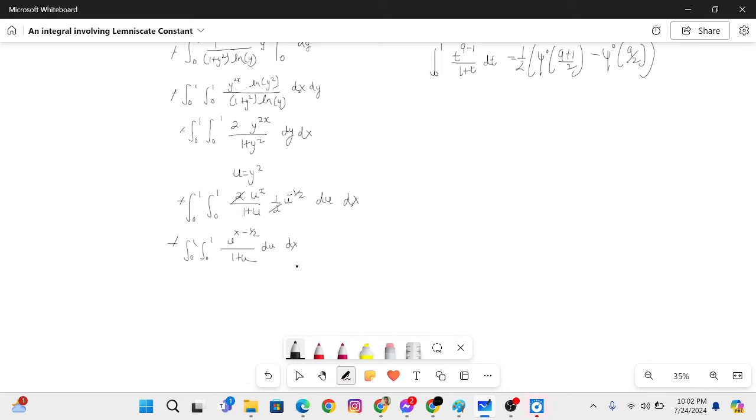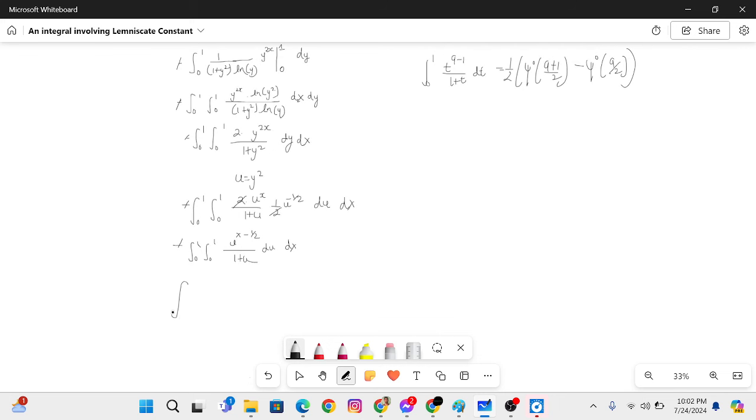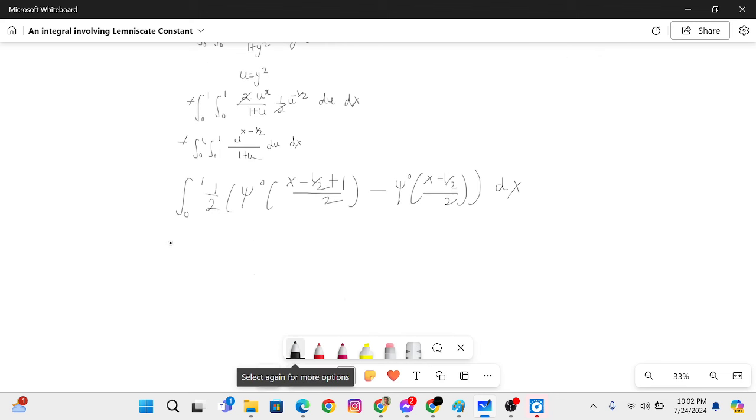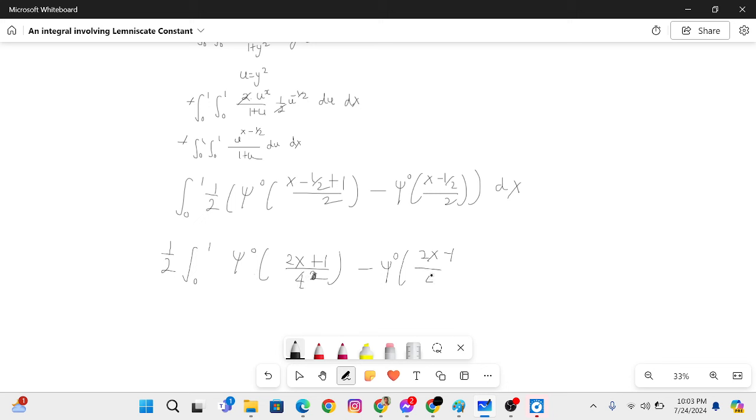Yes. Now we know that its solution will be the integral from 0 to 1 of 1 by 2 digamma of x minus 1 by 2 plus 1 by 2, minus digamma of x minus 1 by 2 by 2, and then again dx. Good, looks good. Now this is just 1 by 2 comes in front, integral from 0 to 1 digamma of 2x plus 1 by 4, minus digamma of 2x minus 1 by 4.